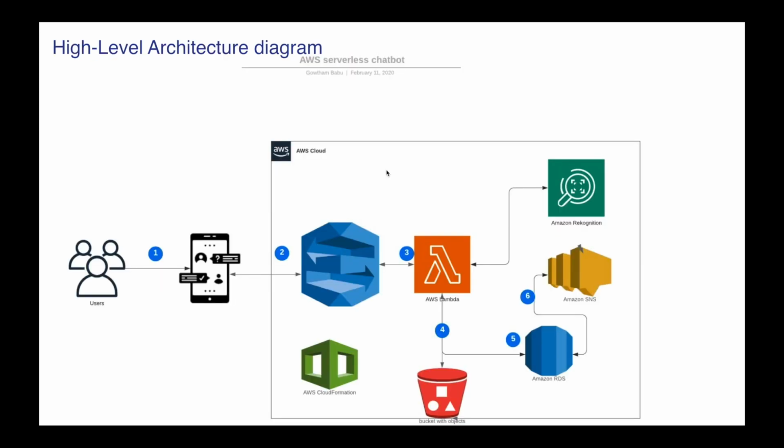This is the high-level architecture diagram. We have used these services for this application: Rekognition, Lambda, S3, RDS, CloudFormation, and Lex bot. Rekognition and SNS will be used for future enhancement, maybe for phase 2.